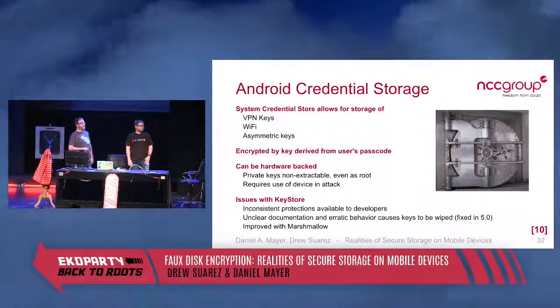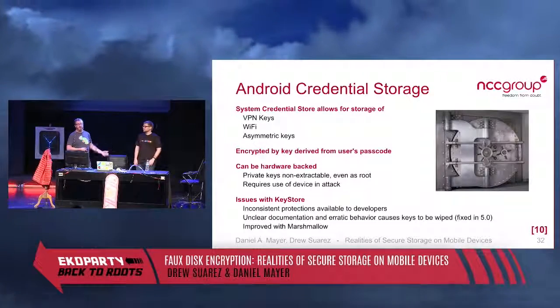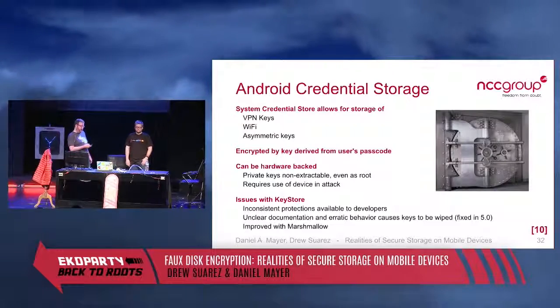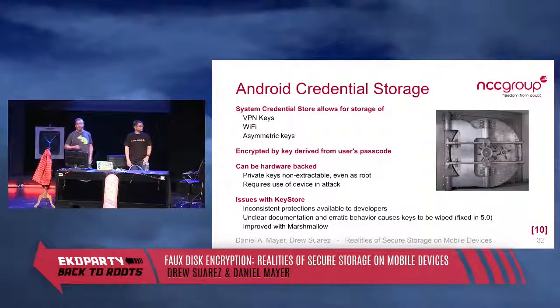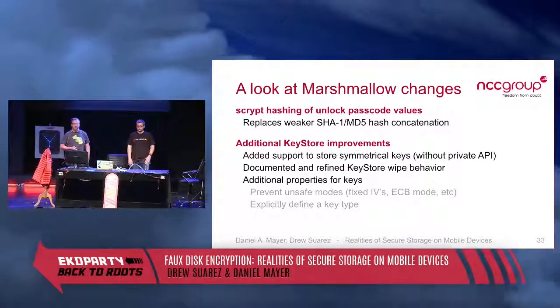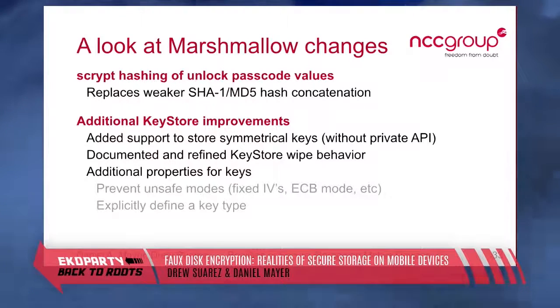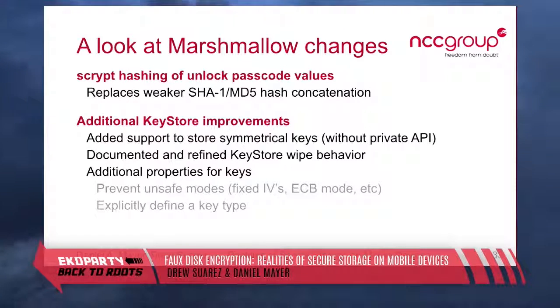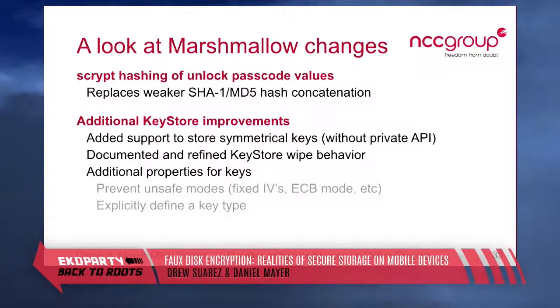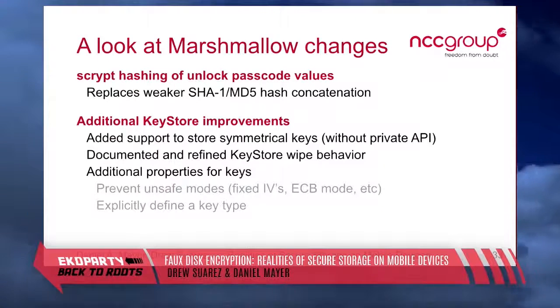However, this was fixed in 5.0, and it's much more improved with the latest release, Marshmallow. Unfortunately, some of your phones will never see Marshmallow until you buy a new one. But they've clearly defined the standards on what happens with this key behavior now. So it's a significant improvement, in my opinion. And if we look a little closer at the changes that Marshmallow brings, there's scrypt hashing of the unlocked passcode values. Once you type your passcode in, it's unlocked, it's stored. They've implemented scrypt to prevent attacks, and it replaces the weaker SHA-1 MD5 hash concatenation that happens now.